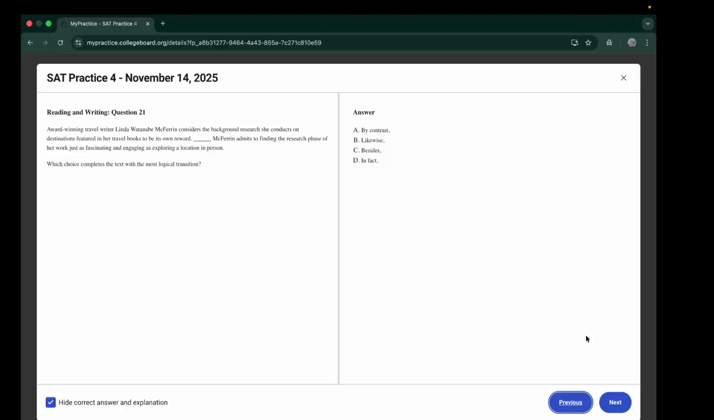So now I'll go through the answer choices or the transitions. So by contrast, meaning like shows the opposite or difference, this is kind of like a contrast one. So we gotta think, would this fit well? Then going on to B, likewise. Likewise is like shows a similar idea. It's kind of like a comparison in a way.